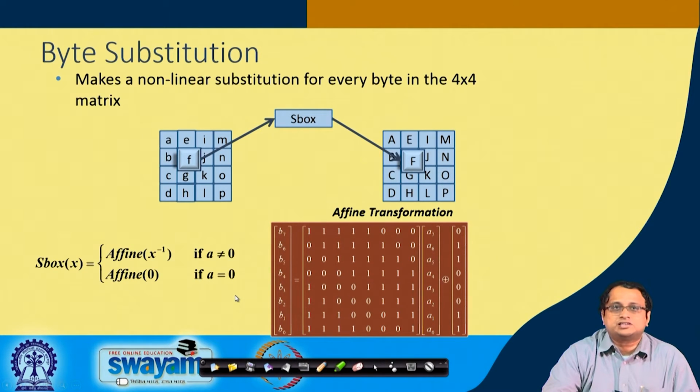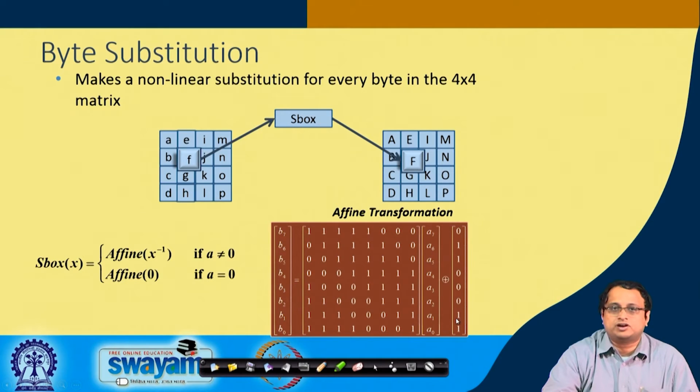Finally, as I said, the byte substitution or the S box, which provides confusion, is a nonlinear transformation. Here you do an inverse computation in GF(2^8), followed by an affine transformation. For 0 as an input, the inverse is not defined, so we make a special case and say that the inverse of 0 is 0, and then I do a final affine transformation on that. And finally, this is the affine matrix as shown here.